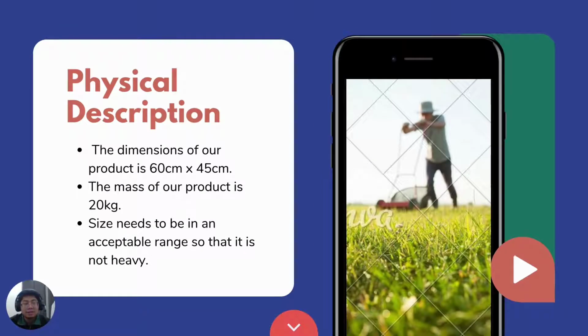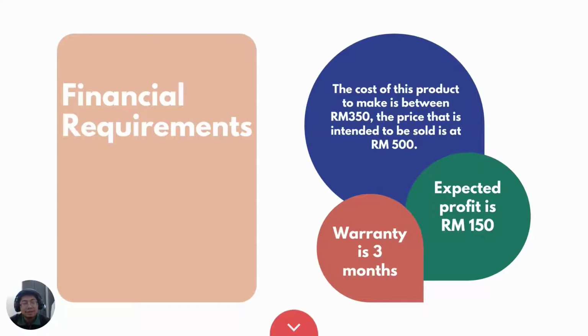After that is the physical description of our lawnmower. The dimensions of our lawnmower are 60 x 45 cm. Mass is expected at 20 kilograms. The size is an acceptable range so that it is not heavy.